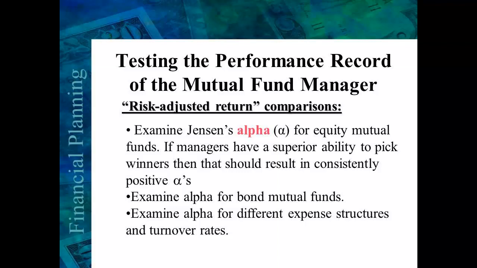The first and second comparisons examine Jensen's alpha for equity mutual funds. If managers have a superior ability to pick winners, then that should result in consistently positive alphas. The third comparison examines alpha for different mutual bond fund categories. The remaining comparisons examine alpha for different expense structures and portfolio turnover rates.